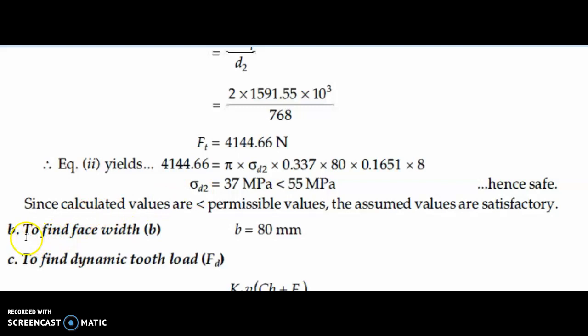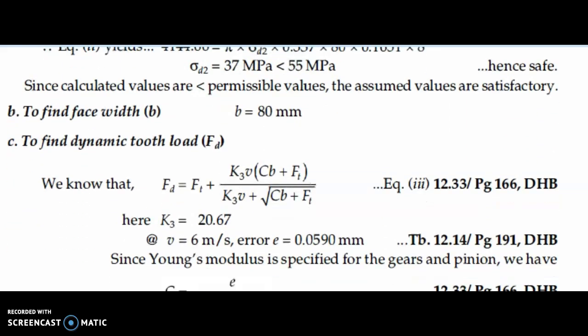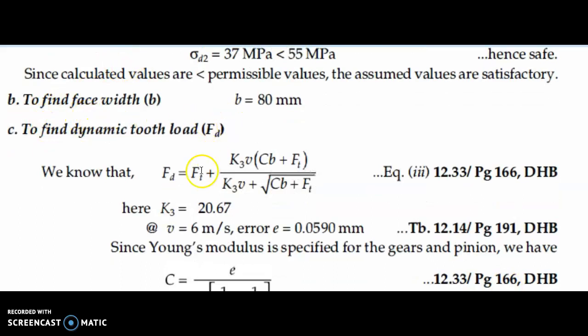Using that we can find the value of face width. The module we calculated is taken as 8, so the face width is equal to b is equal to 10 into m, that is equal to 80 mm. Then next we can calculate the dynamic tooth load. Dynamic tooth load Fd is from this equation in our data book table 12.33. So Fd is equal to Ft plus K3V into (C into b plus Ft) divided by K3V plus root of (C b plus Ft).